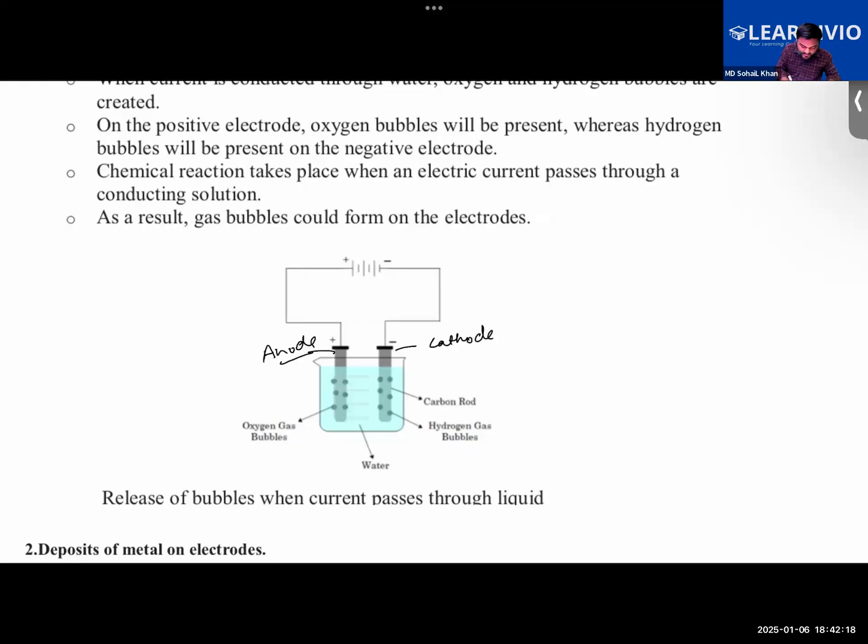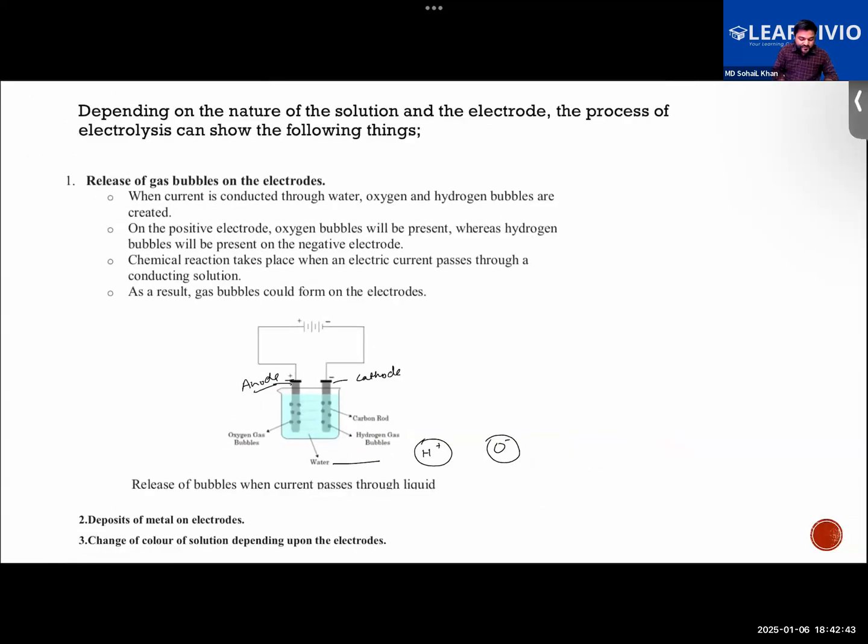And why is it happening? Because when the water breaks down, it breaks up into positive ions and negative ions. Getting it? So hydrogen is positive, so it will be attracted towards the cathode, which is negative, and oxygen, which is a negative ion, will be attracted towards the anode, which is positive, right? So this is one such effect of the chemical effect of electric current. This is one such observation which we can make here.